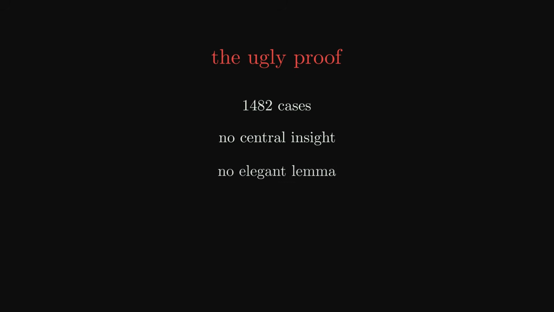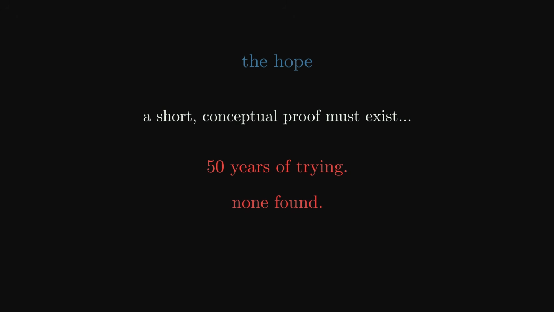A common complaint about Appel and Haken's proof is that it is, by the standards of pure mathematics, ugly. It is 1,482 case checks. There is no central insight, no elegant lemma, no moment where everything clicks. This is a real tension. Mathematicians value elegance. The best proofs feel inevitable, like the only natural path from premise to conclusion. The 4-color proof, by contrast, feels like a brute force search.